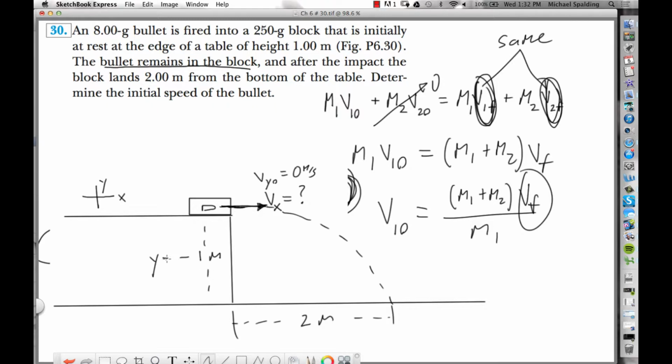Why is that a negative? Well, does the block go up 1 meter or down 1 meter? Down, because here's our sign convention. Our sign convention is this. Down is negative. Okay, so we're going to need some room.